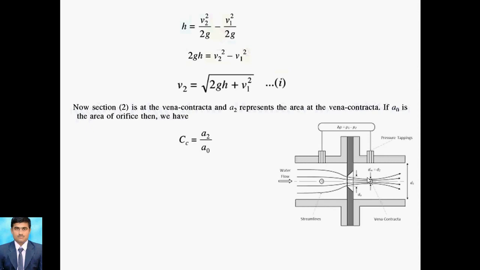We know the coefficient of contraction, Cc, is equal to A2 upon A0. A2 means the actual area and A0 means the theoretical area, because A0 is nothing but the orifice area, and A2 is the actual size here. So this area we can compare with this. After solving, we get A2 is equal to A0 into Cc. So this A2 we can take as the second equation. Cc, as already discussed, is the coefficient of contraction.